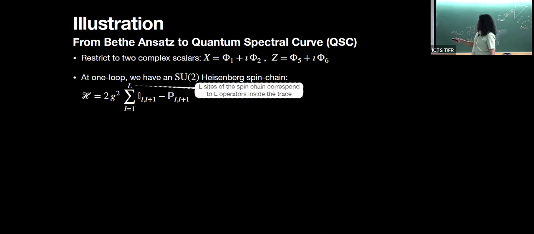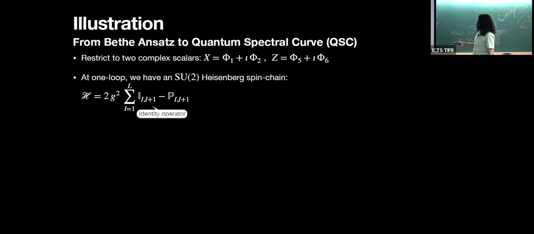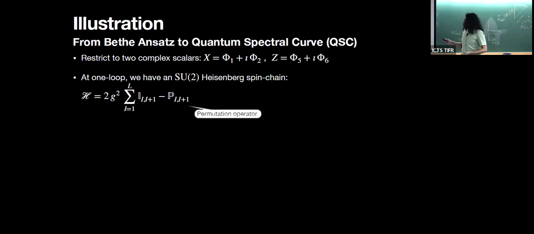The length L over here corresponds to L sites of the spin chain, as I said, which correspond to L operators inside the trace. Here we have the identity operator, and here we have the permutation operator. So this is the Hamiltonian. What the identity operator does is absolutely nothing, and what the permutation operator does is it flips the spins at two sites in the spin chain.